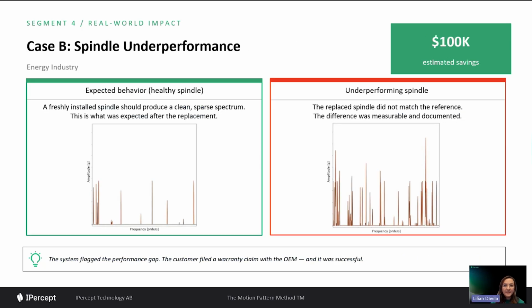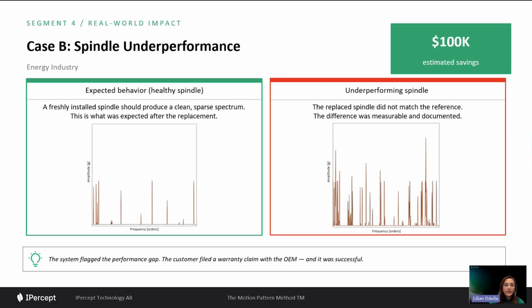Now we have case B. This is a spindle underperformance. And the story here actually starts after the repair, not before it. The spindle was replaced, a new unit was installed by the OEM, and the expectation was, of course, that the unit would behave perfectly, and it didn't. Here we are again looking at frequency domain data. We have frequency on the x-axis in orders and amplitude on the y.